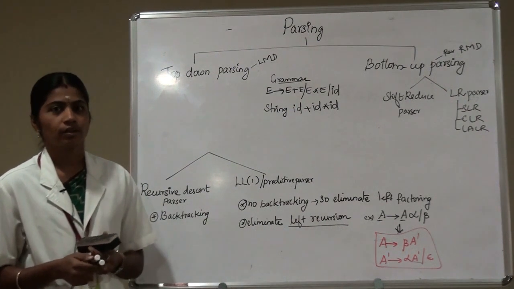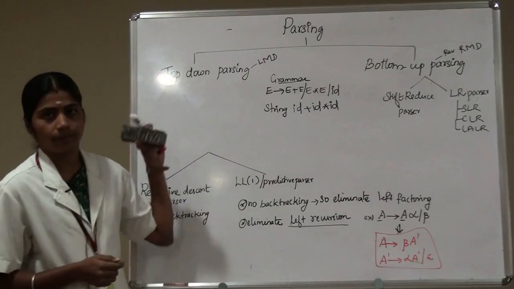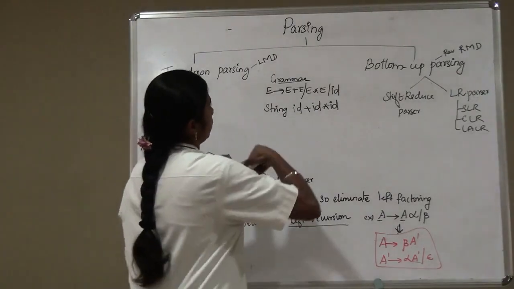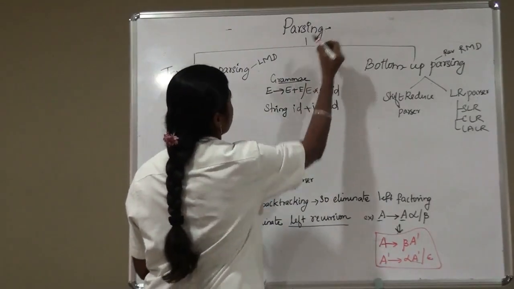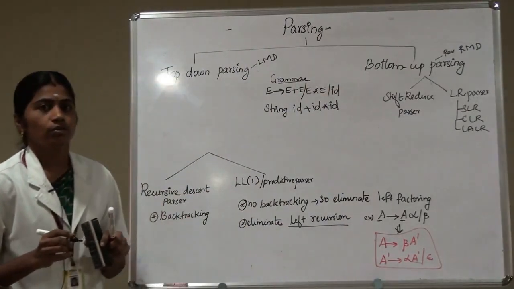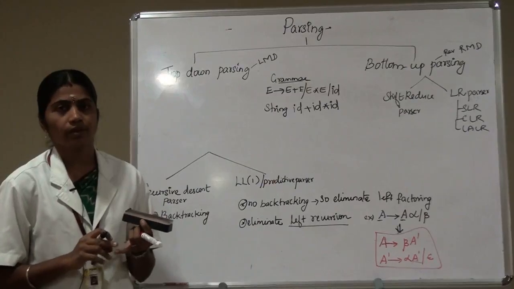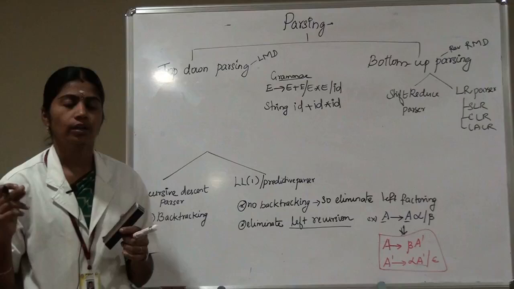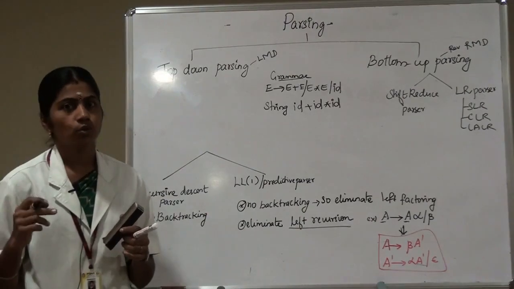In today's lecture we are going to discuss parsing. So first of all you have to know what is parsing. Parsing is the second phase of a compiler. As we know, there are 6 phases of a compiler: lexical analysis, syntax analysis, semantic analysis, intermediate code generation, code optimization, and finally code generation.